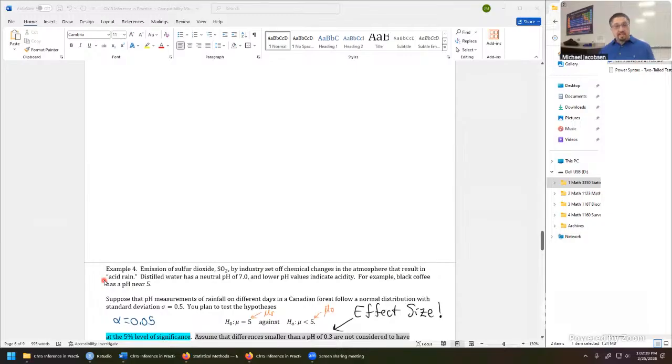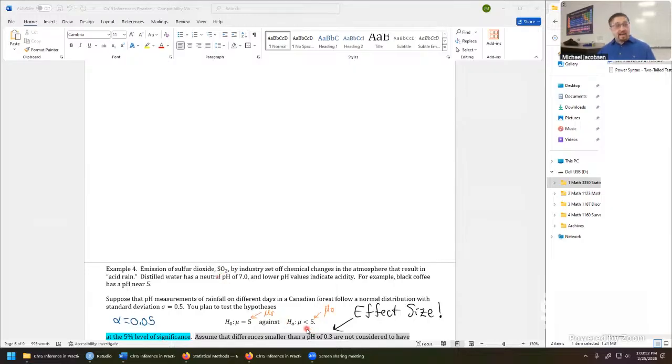We were doing a test to detect sulfur dioxide, responsible for acid rain. We're worried about sulfur dioxide, but we are testing the pH of rainfall. And these are measurements made on different days in a Canadian forest. We're told that these measurements follow a normal distribution. And if we find that the pH is less than 5, indicating high acidity, we'll say that that was caused by emissions of sulfur dioxide set off by industry in Canada.